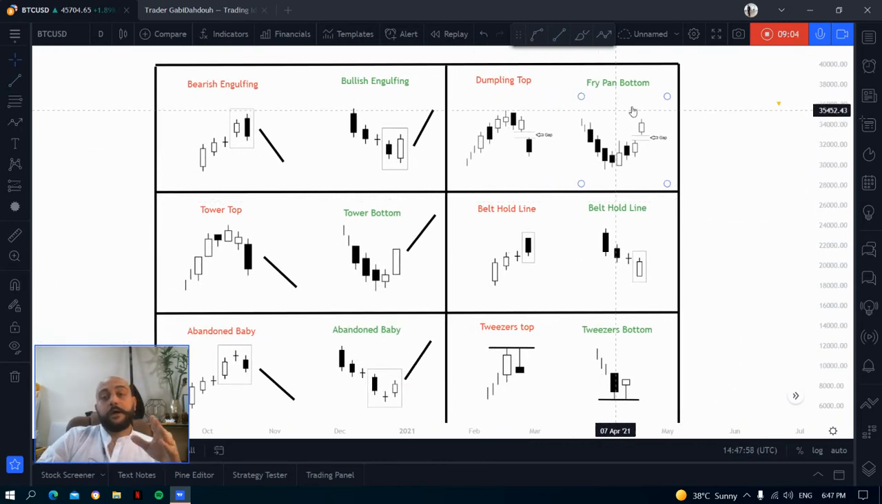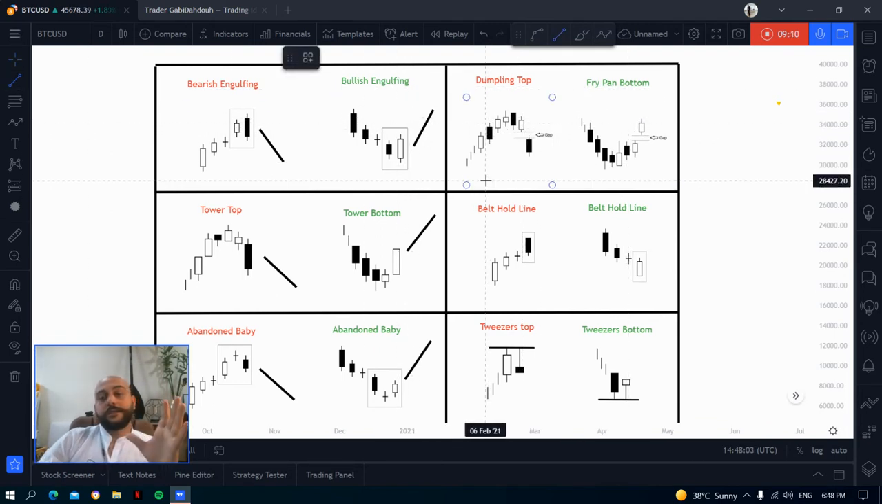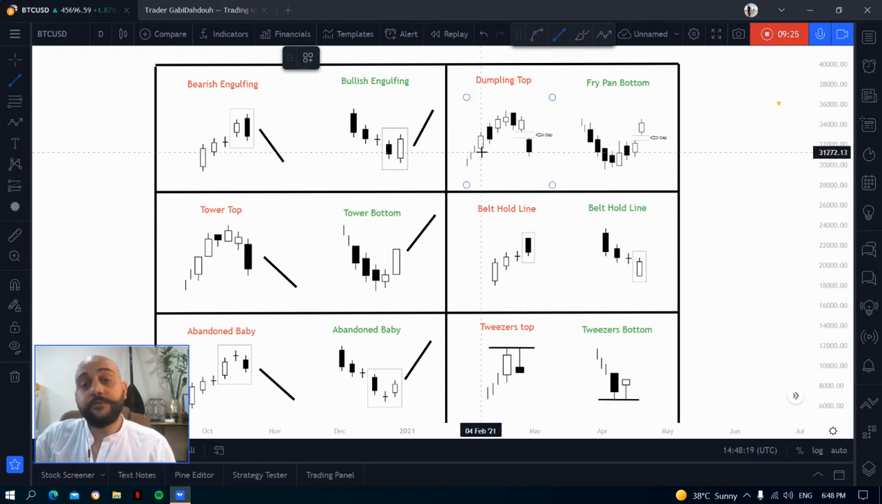Now, dumpling top and fry pan bottom. Sorry. This pattern is a little bit complicated because it's multiple days, just like the tower top, because it has spinning tops in it. So it could be a 3-day pattern, it could be a 5-day pattern, it could be 6, etc. So notice here how we have an uptrend, okay? Then we start with a few spinning tops here. Then we have a gap. You gotta remember the gap, okay? The gap, then a bearish candle. So an uptrend, spinning tops, gap, bearish candle. This basically means that the market is going down.